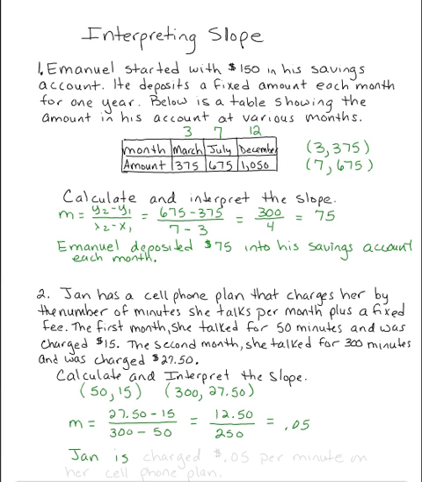Jan is charged 5 cents, and we can write it like this, or you could say 5 cents per minute on her cell phone plan. And of course there are other ways that you could have written that. This is just one way that she was being charged 5 cents per minute on her cell phone plan. And now we have interpreted and calculated the slope.